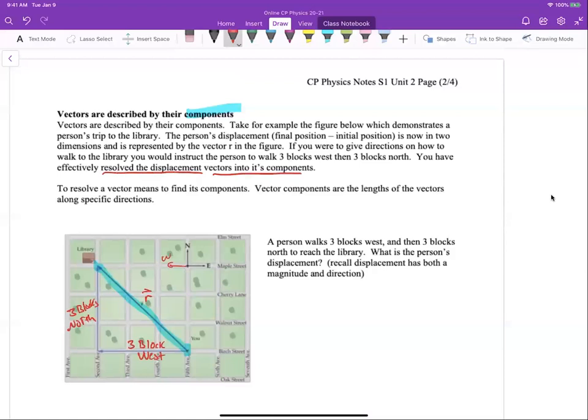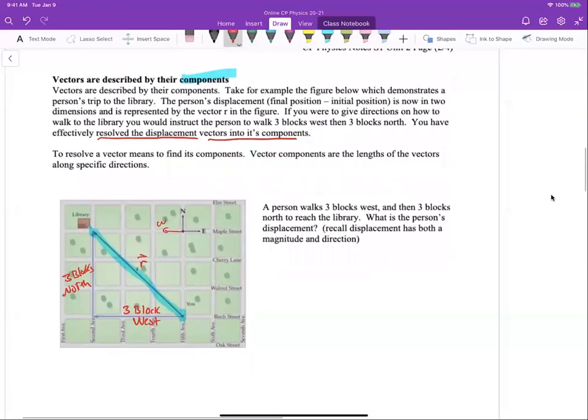A vector has two components or more, depending on what dimension you're in, but in 2 dimensions, each vector has 2 components. So let's talk about that. A person walks 3 blocks west and 3 blocks north to reach the library. We did that by counting the number of blocks. What was the person's displacement? What they're asking for is the value of r, the actual displacement of the person.